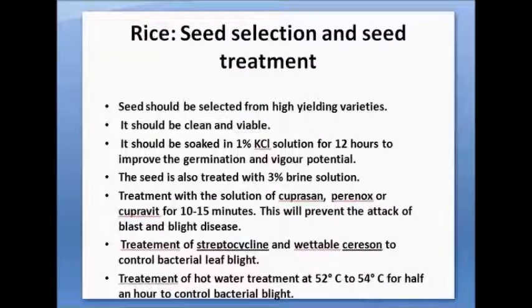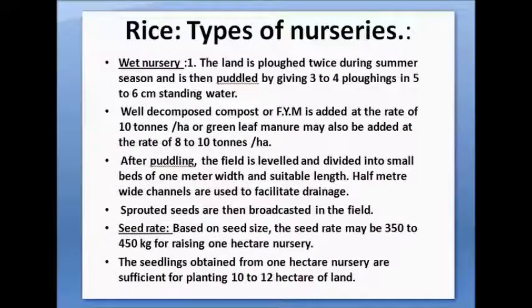Then seed selection and treatment: seed should be of good quality, from a reliable source, clean and viable. Treatment should be given: KCL treatment, Ciproson, Monoson, or Cipravit, or 3% brine solution, Streptocycline solution, and hot water treatment at 52 to 54 degrees centigrade for an hour. Nurseries are different.